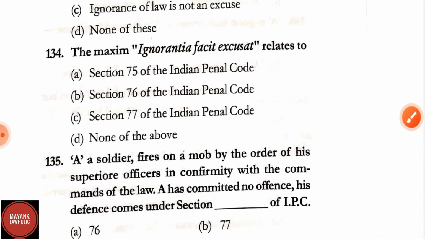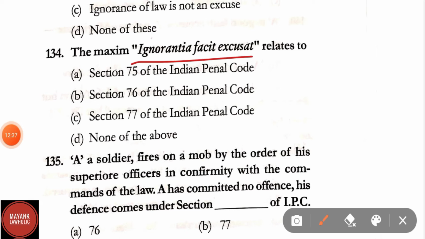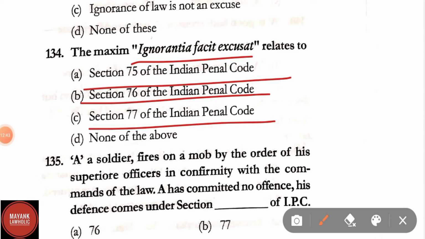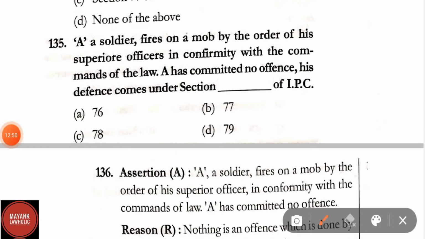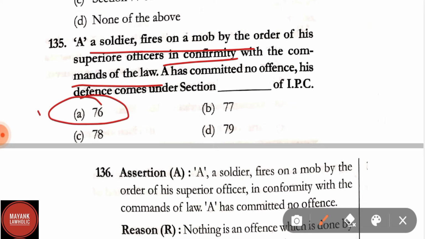Question number 134. The maxim ignorantia facti excusat relates to section 75 of IPC, section 76 of IPC, section 77 of IPC, none of the above. Correct answer is option B, that is section 76 of the IPC. Question number 135. A soldier fires on a mob by the order of his superior officers in conformity with the commands of law. A has committed no offence. His defence comes under section dash of IPC. Options are section 76, section 77, 78, 79. Correct answer is option A, that is section 76.